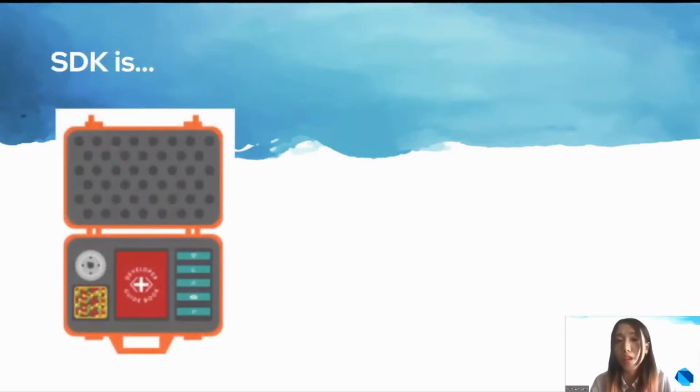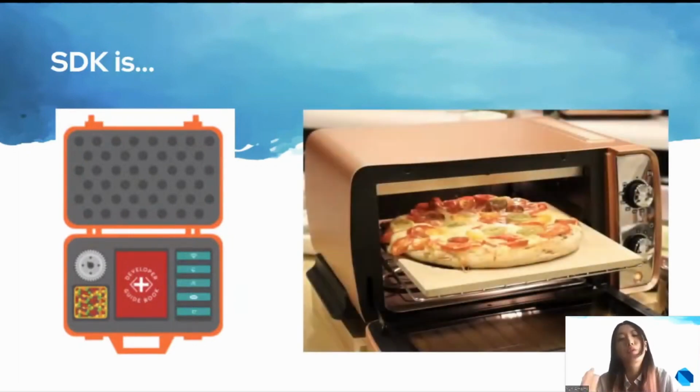Flutter, first, is an SDK. It is a software development kit, a collection of tools that are going to help you develop your applications, and it will compile them into native machine code. So in this case, if you have a frozen pizza, the SDK is the oven for it.